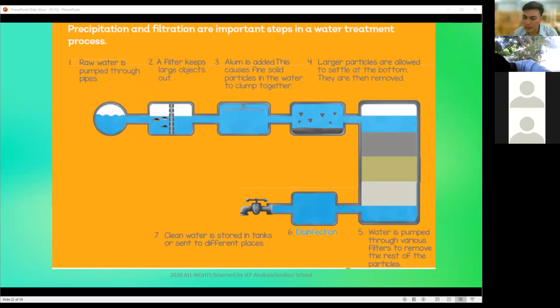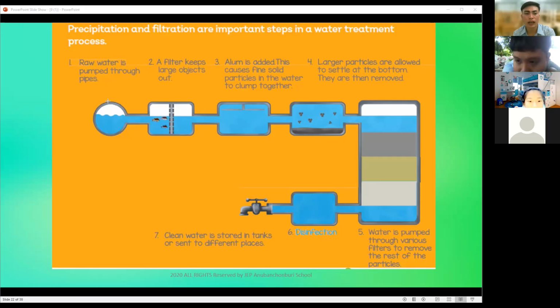I don't know what page this is. Maybe this is page 38, right? 37. Okay, so here there are 7 processes that are involved in the water treatment process. So this is water treatment. What does it involve? Precipitation and filtration. Now let's take a look at the first one.